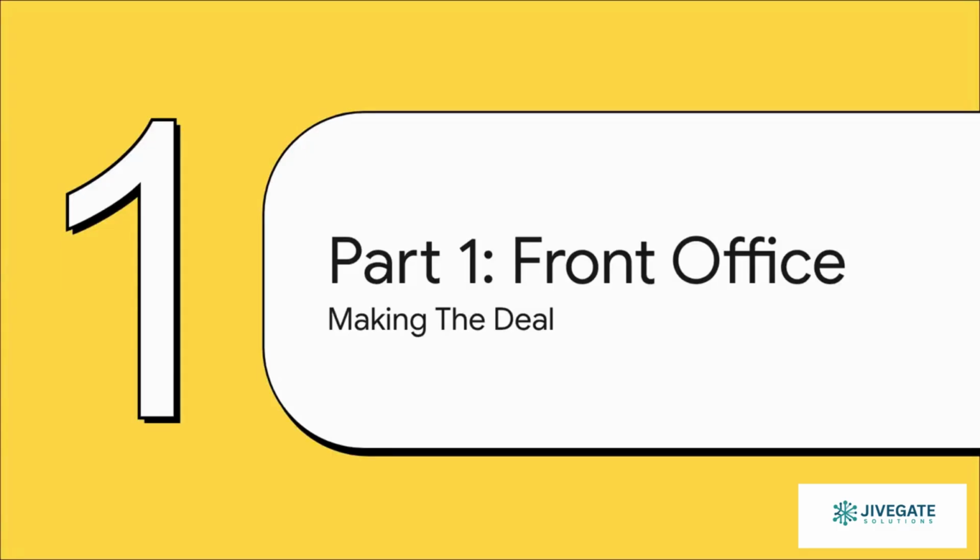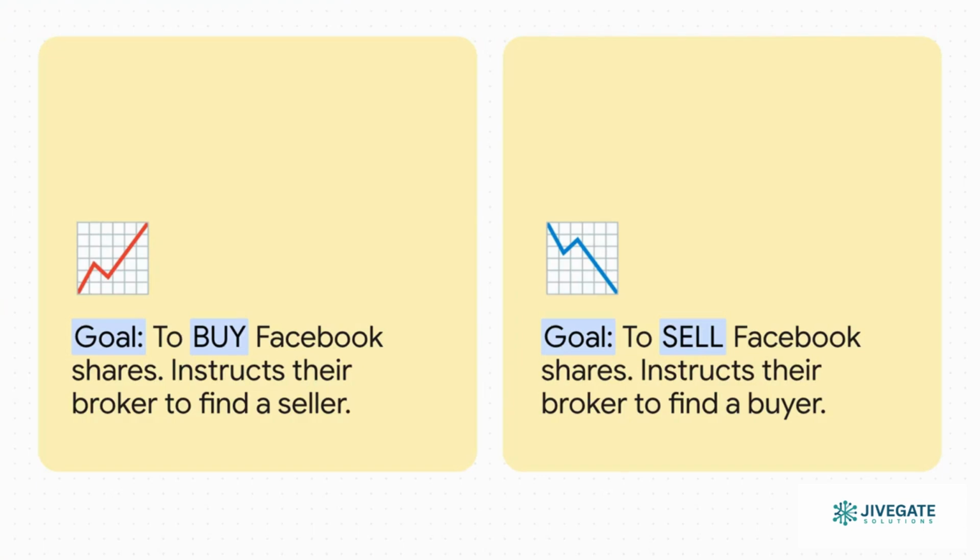So our story kicks off in the front office. This is that fast-paced, high-energy world where the decision to buy or sell is actually born, and the deal is first struck. Every trade, of course, needs two sides. So let's meet our players. Over on the left, we've got Investor A, and they want to buy shares in Facebook. And on the right, you have Investor B, who wants to sell those exact same shares. Their goals are complete opposites, and the market is the place where they're going to meet.